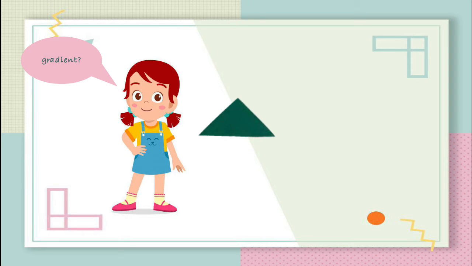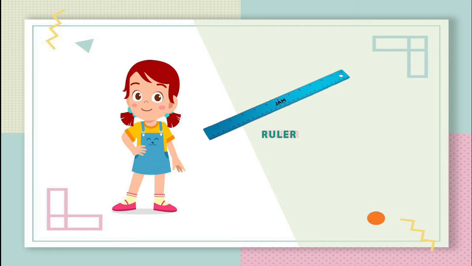So, she made a coordinate to make it easier to find the gradient. And also, she named each vertex of the triangle with A, B, and C. Besides tangram, Anna also has a ruler and wanted to know the gradient too. And she named the endpoints with M and N.